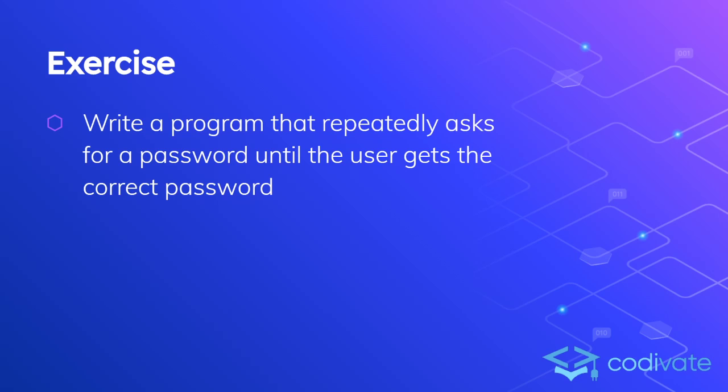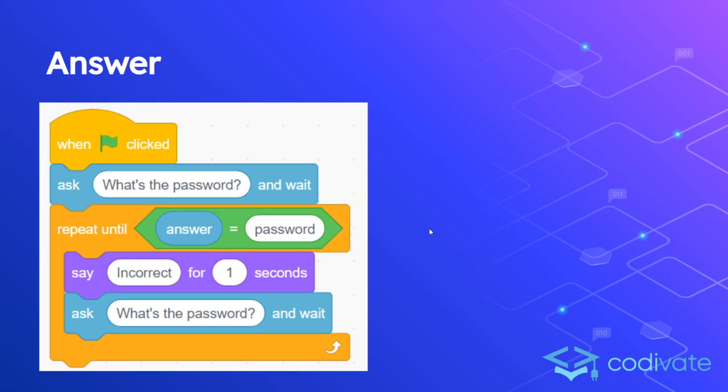So what you want to do is ask the user for a word, and then check whether or not their answer is equal to whatever password you set. So pause the video, do that. I'm going to show you the answer right now.